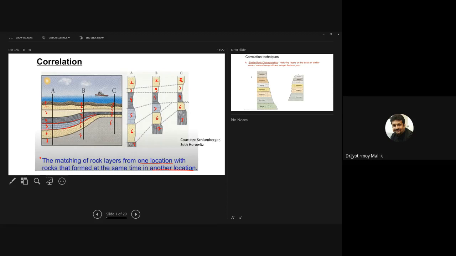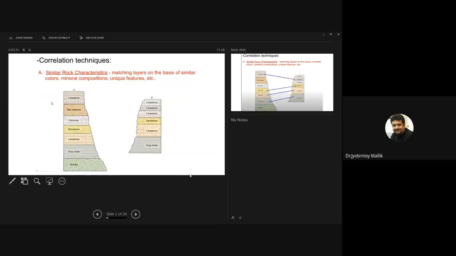Okay, so we are going to learn the different techniques by which you can do this correlation. The first technique is correlating similar rock characteristics. If you like jigsaw puzzles, correlation is the thing for you. So what is correlating similar rocks? It is matching layers on the basis of similar color, mineral properties, or unique features.